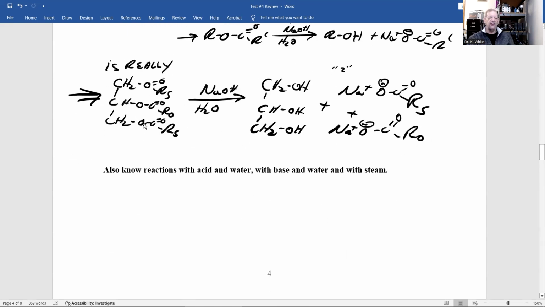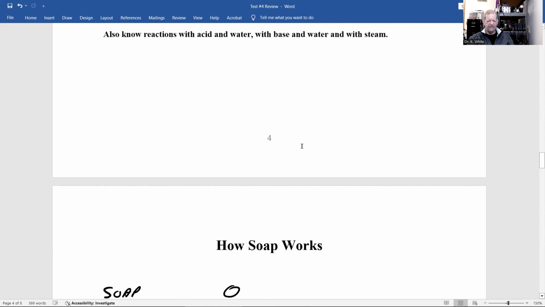You should know the same reaction instead of sodium hydroxide, if I had acid and water, or if I put steam here, what would be the products?